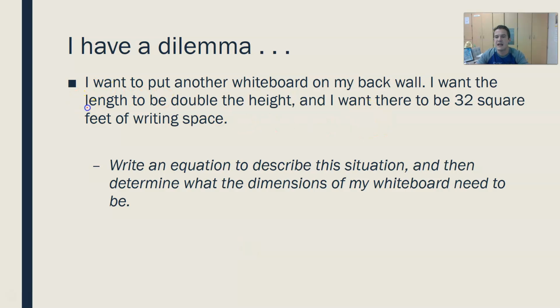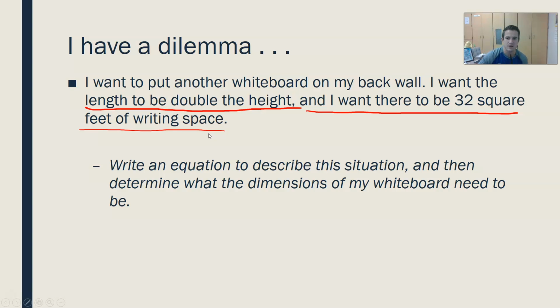I want the length of my whiteboard to be double the height. That's about what the whiteboards at the front of my classroom are, so I want them to be about the same. I want the length to be double the height. And I want 32 square feet of writing space. I want quite a bit of writing space because I want to put some stuff on that whiteboard on the back wall, right?